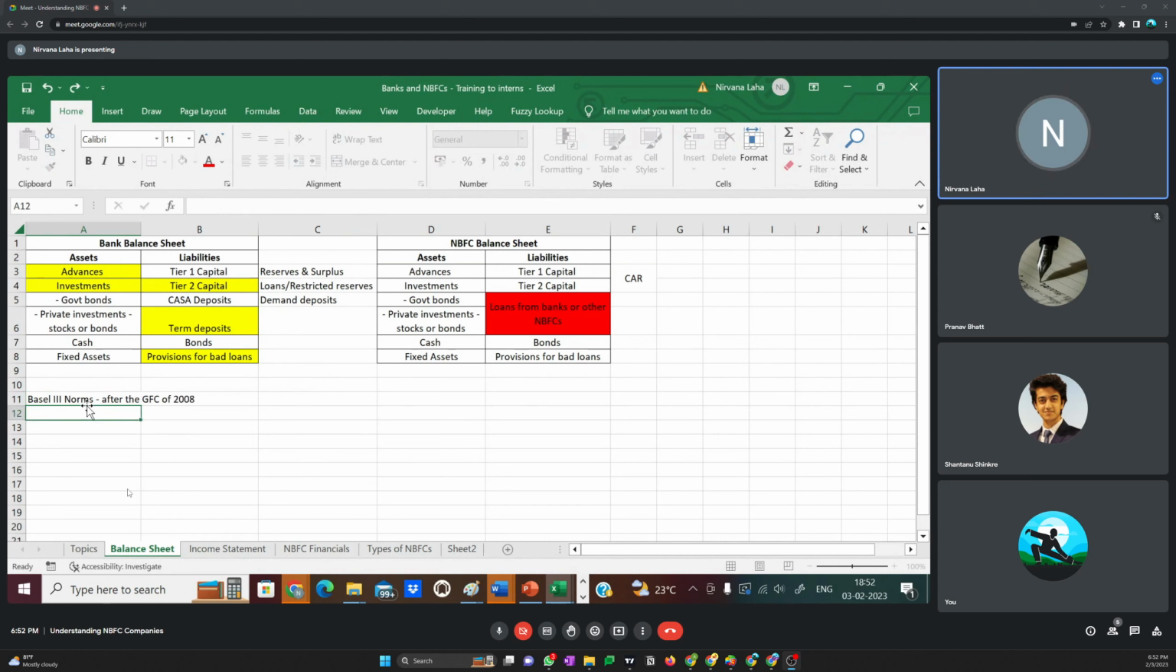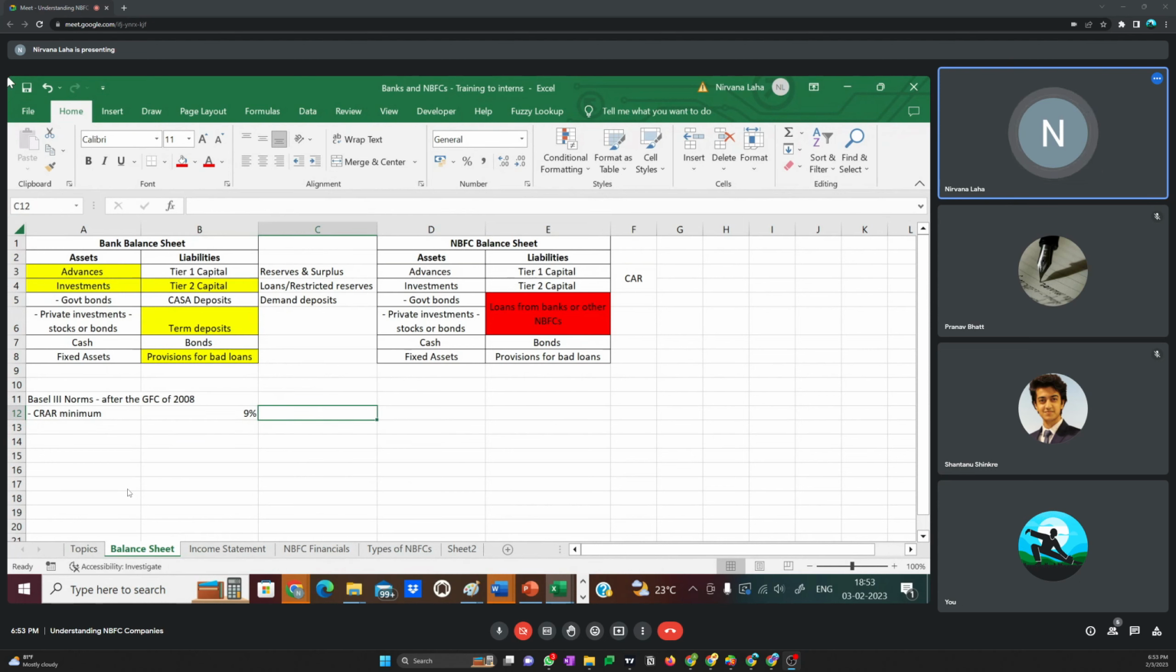So one of the biggest things they did is they said that a percentage of your liability has to be in capital, right? So, minimum CRAR. For banks, I am not exactly sure, so please check these numbers. For banks, I think it is something like 9%. You have to maintain 9% as CRAR.